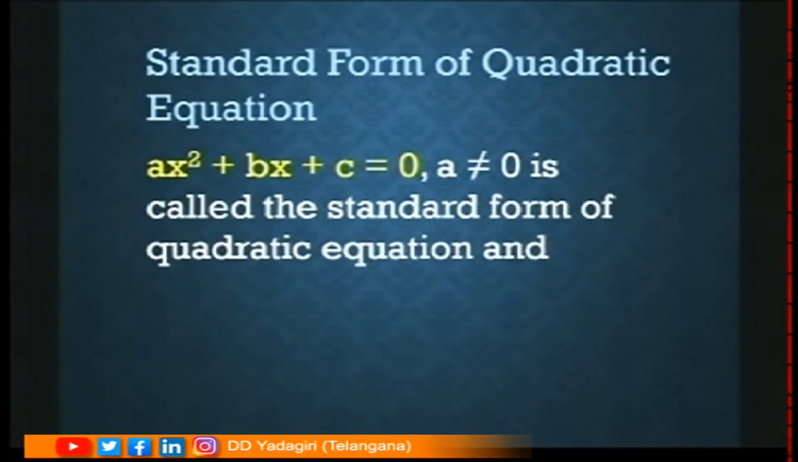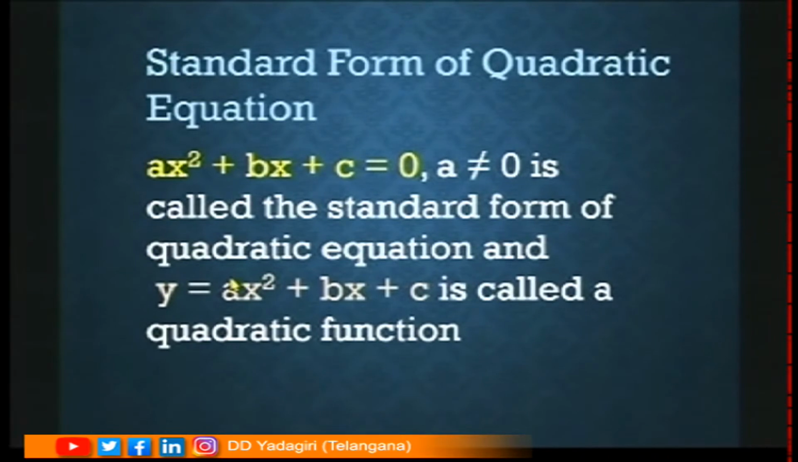Now let's understand the standard form of quadratic equation. ax² + bx + c = 0, where a is not equal to 0, is called the standard form of quadratic equation, and y = ax² + bx + c is called a quadratic function. Children, kindly understand the difference between the quadratic equation and the quadratic function. In quadratic equation, ax² + bx + c is equal to 0, whereas in a quadratic function, ax² + bx + c is equal to y.